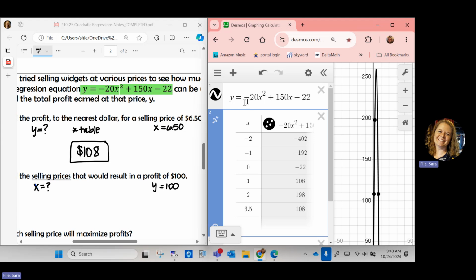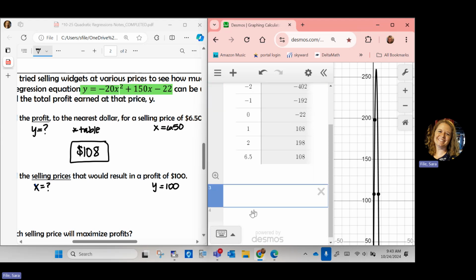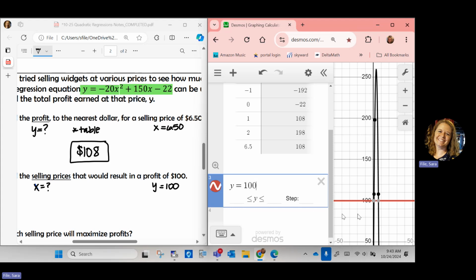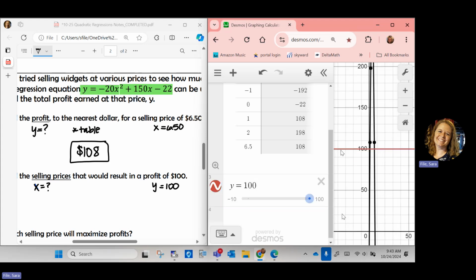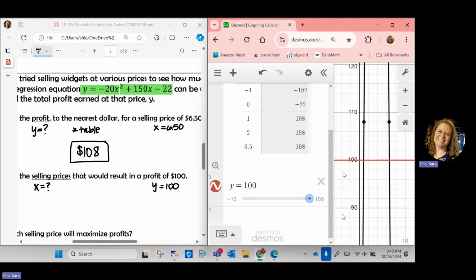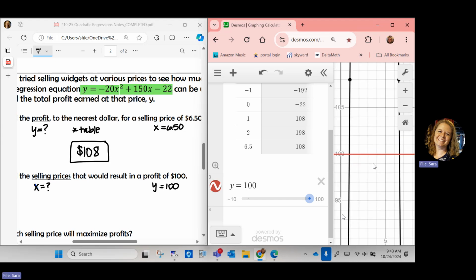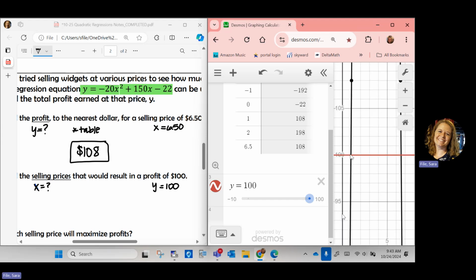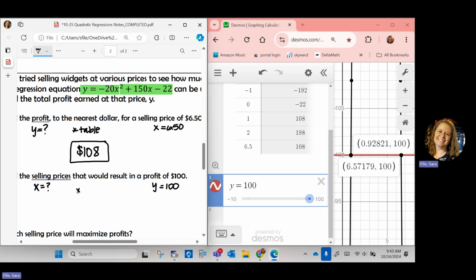So the best way to solve these is with the graph. They're telling you Y is 100, so I'm going to type that in: Y equals 100. You'll notice it puts a line at Y equals 100 on your graph. What I'm looking for is the X value when that happens, so I'm going to find the intersection of that Y equals 100 line and my parabola. There are those 2 points. So it happens twice.